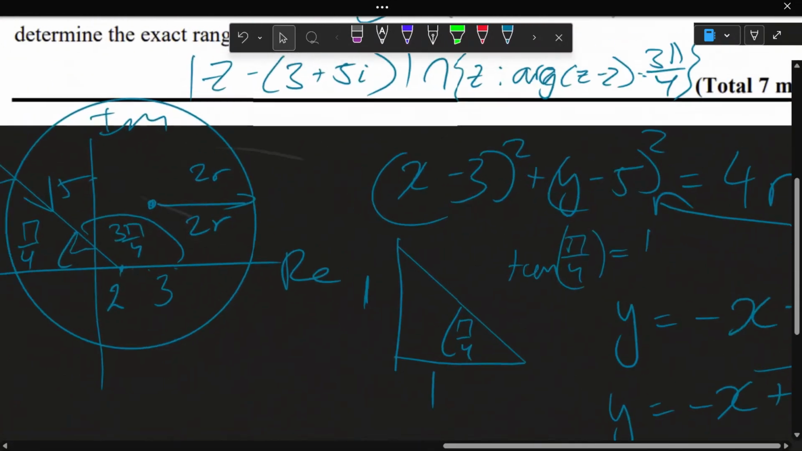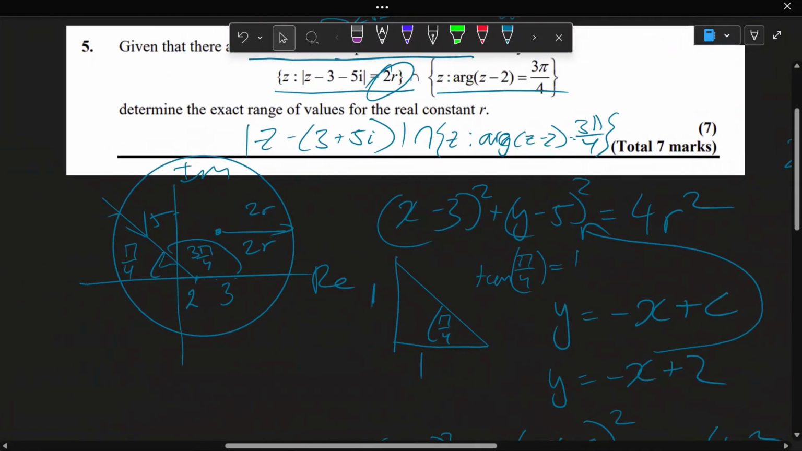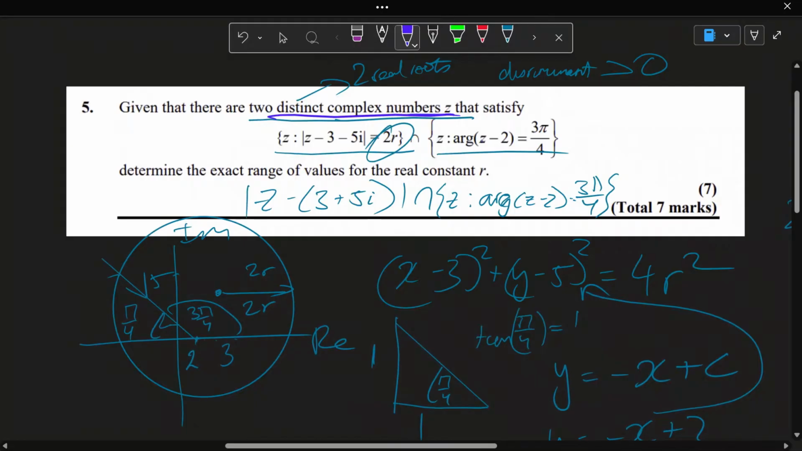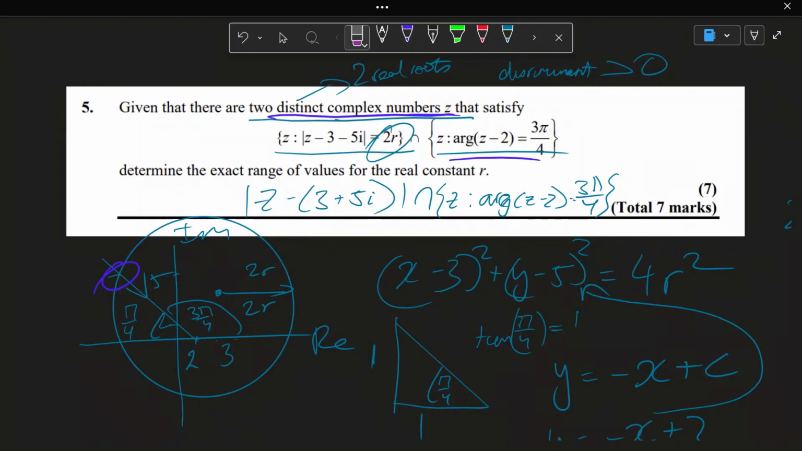However, this isn't actually our final answer. Something I've noticed right now is that this Argand diagram right here is incorrect. The question asks for two distinct complex numbers that satisfy these values, and here I've only got one solution. So my diagram would have to look something like this. Here now we've got two solutions.